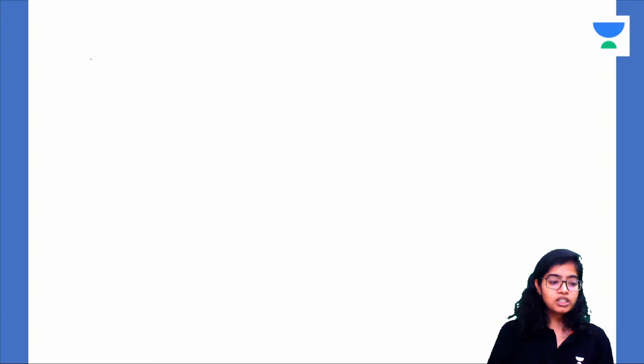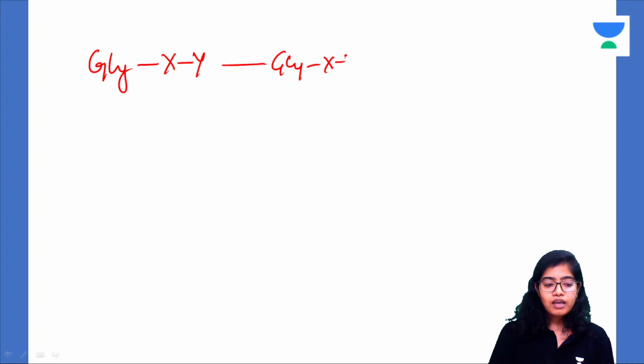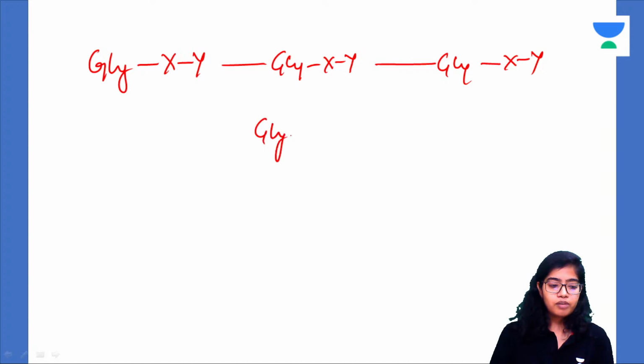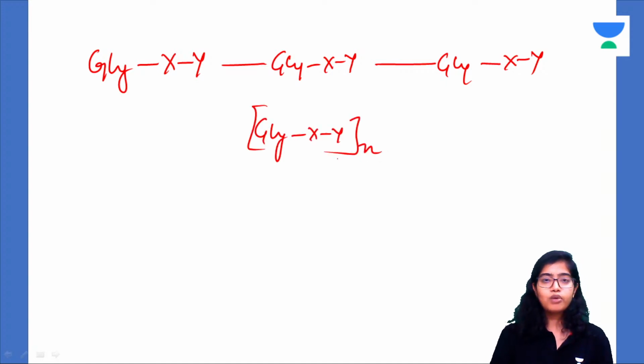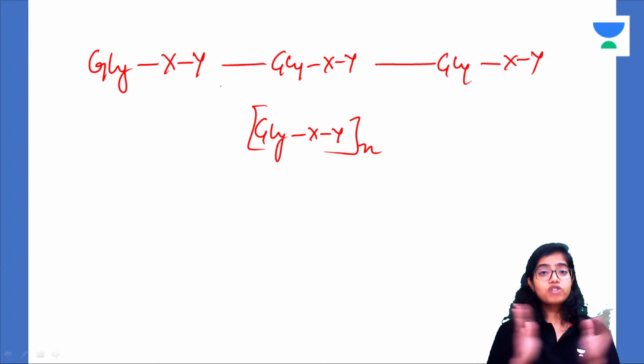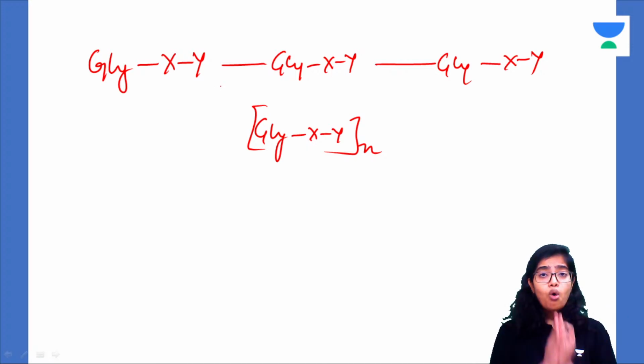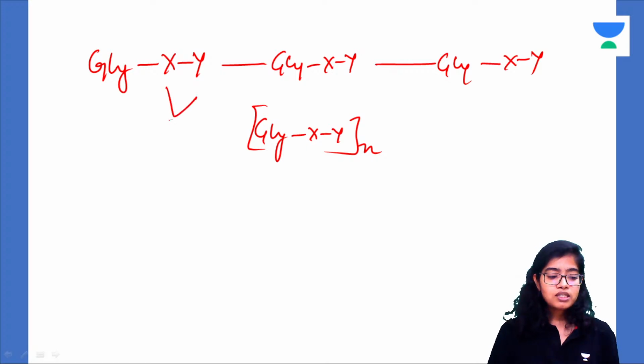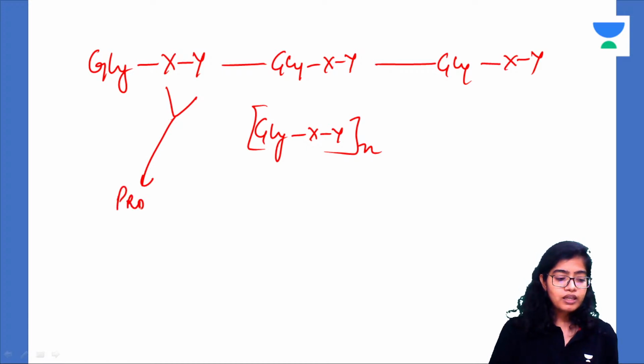It is represented as Gly-X-Y, Gly-X-Y, Gly-X-Y, or you can represent it as (Gly-X-Y)n, n molecules. Out of this, Gly is what? Glycine. So every third residue is glycine because the structure is so compact that only a small amino acid like glycine can fit there. X and Y, what are these? Mostly they are proline and hydroxyproline.